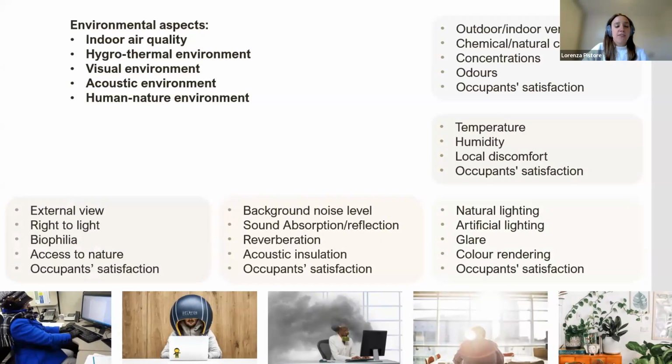And for the human-nature environment, we could look at, for example, the external view from the office, the right to light of people using the building, biophilia, and access to nature. As you can see, we also put the occupant satisfaction for each of these environmental aspects, because our aim was not only to look at parameters that can be objectively monitored, but also to look at the feedback of the users. Because for us it was really important to involve the occupants in the evaluation of the indoor environment.